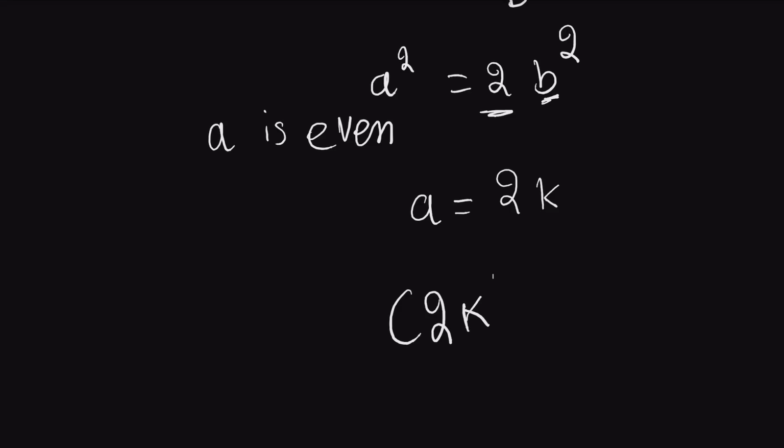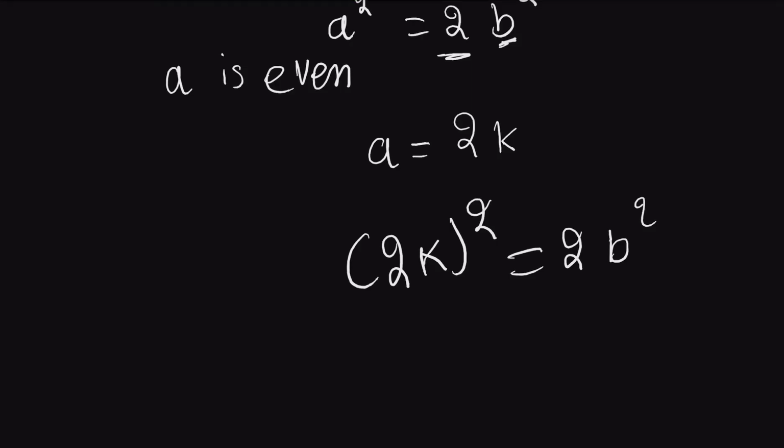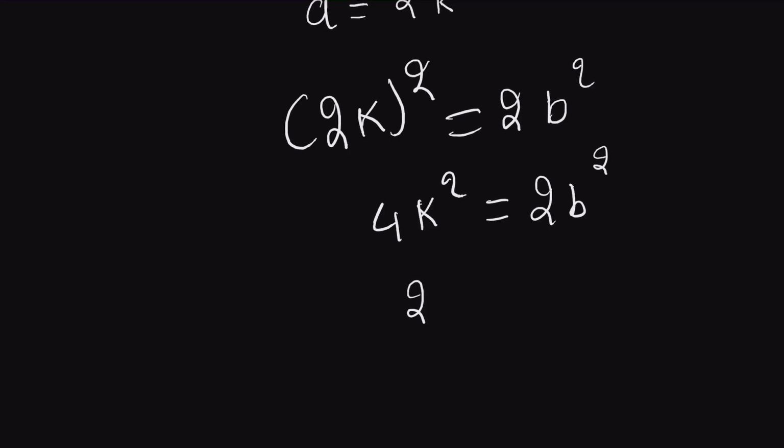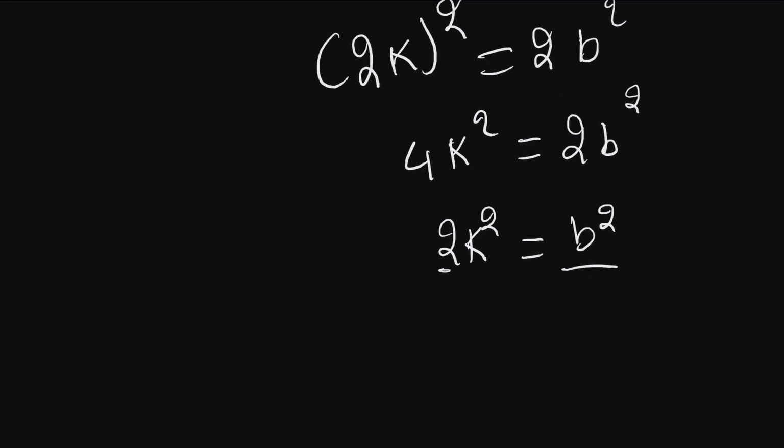So we have (2k) squared is equal to 2b squared. This simplifies to 4k squared is equal to 2b squared. Then we divide both sides by 2, and we have 2k squared is equal to b squared. So now we have just proved that b squared is also even, which means that b is even. Once again, this is the same reasoning, because b squared is equal to 2 times something. So we have deduced that b is even.